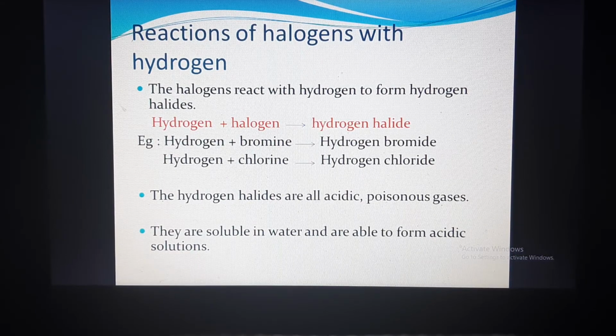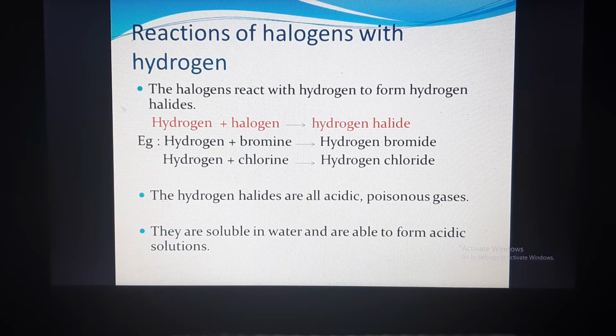Next, we are discussing the last objective, the reactions of halogens with hydrogen. The halogens are able to react with hydrogen to form hydrogen halides. Generally we call it a hydrogen halide, hydrogen plus halogen. The general name given for the compound is hydrogen halide. Hydrogen plus bromine gives hydrogen bromide. Hydrogen bromide is a hydrogen halide, because halide is the name given for halogen compounds. Here we used bromine, so we call it a bromide.